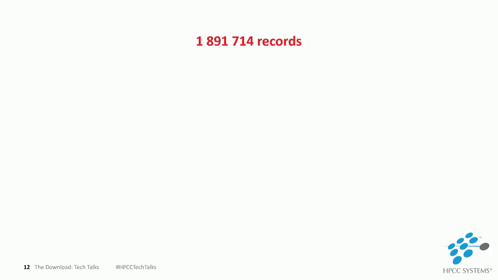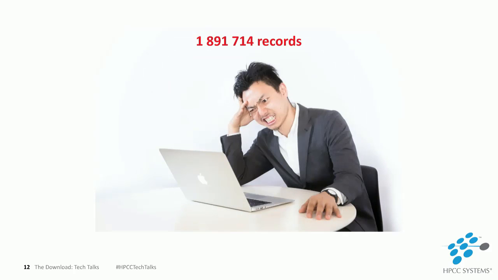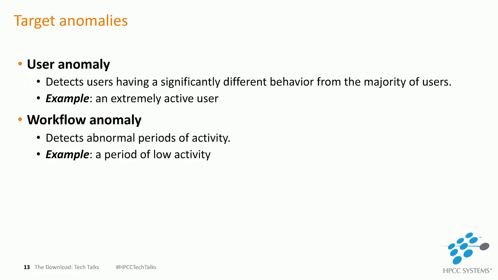When you are given such an amount of records to analyze manually to detect some failures or some unusual activity, this is usually the headache you're going to have because you don't know where to start. So we defined our target anomalies for this data set. Our targets were twofold. We had first user anomaly and then workflow anomaly.